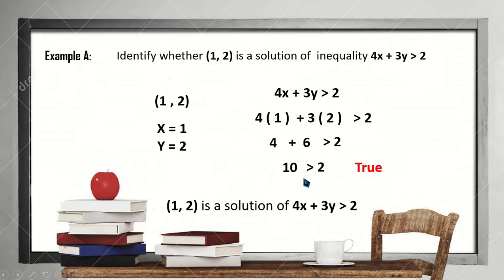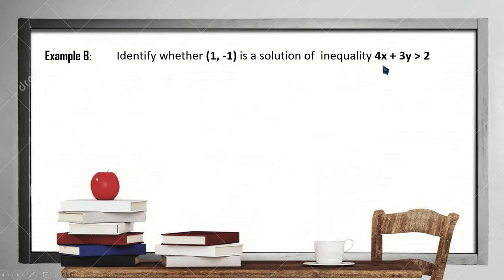Paano kapag sinabing false? Halimbawa, ang lumabas dito ay 1 is greater than 2. Ibig sabihin false. Diba? So, kapag ganun yung lumabas, ibig sabihin ito ay not solution. Another example. So, same inequality pa rin tayo, pero ang point natin is 1 and negative 1. So, ang x natin is positive 1, then y natin is negative 1.